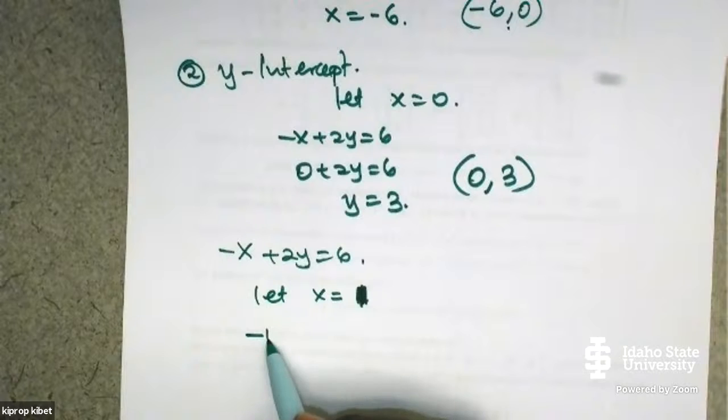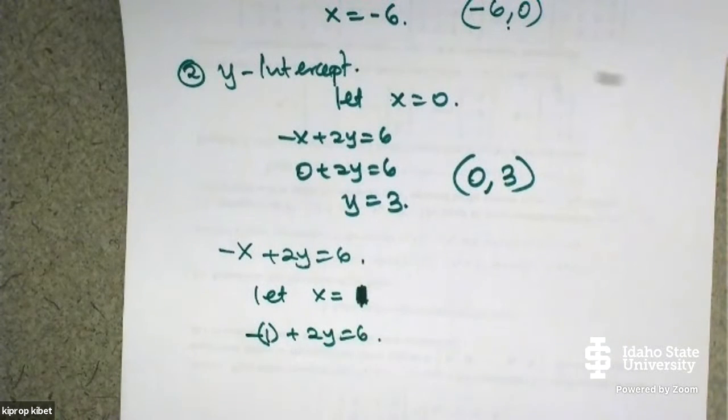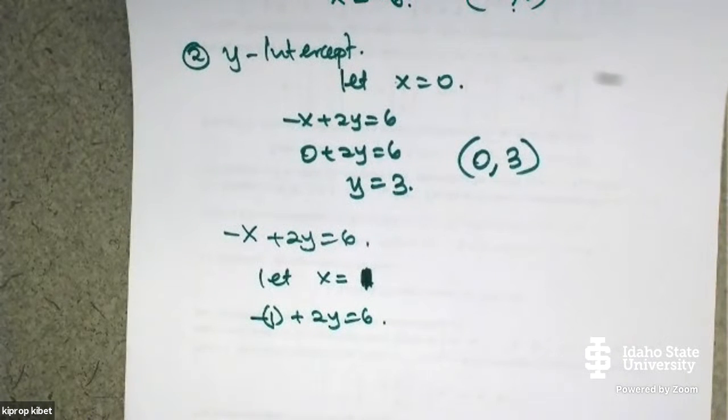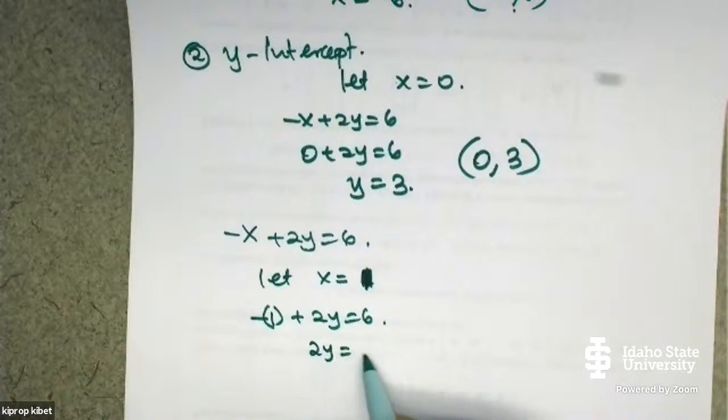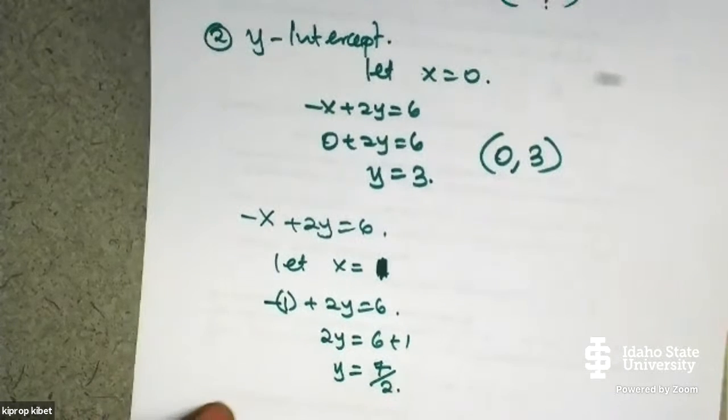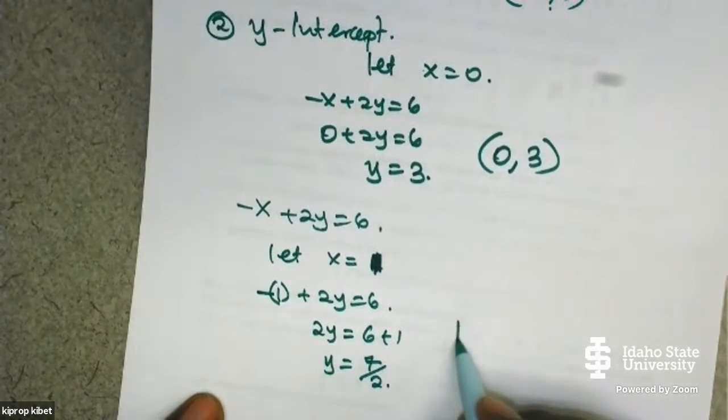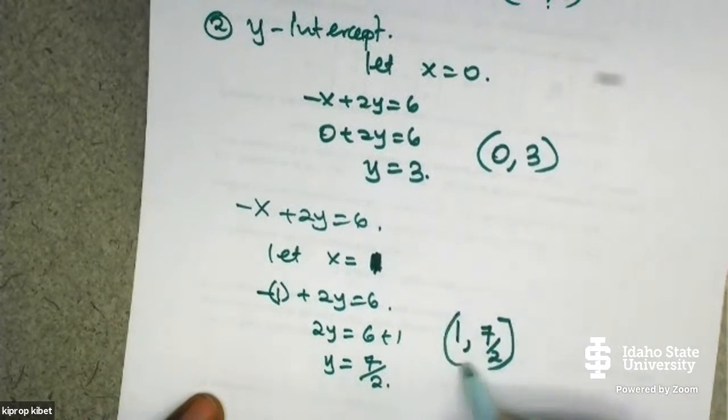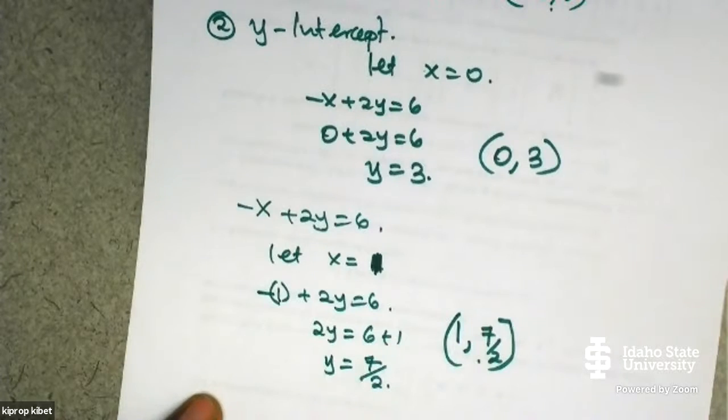So we get minus 1 plus 2y equals to 6, right? When you take this one to the other side, 2y equals to 6 plus 1. So y equals to 7 over what? Over 2. And our other point will be 1 and 7 all over 2. So that is the other point.